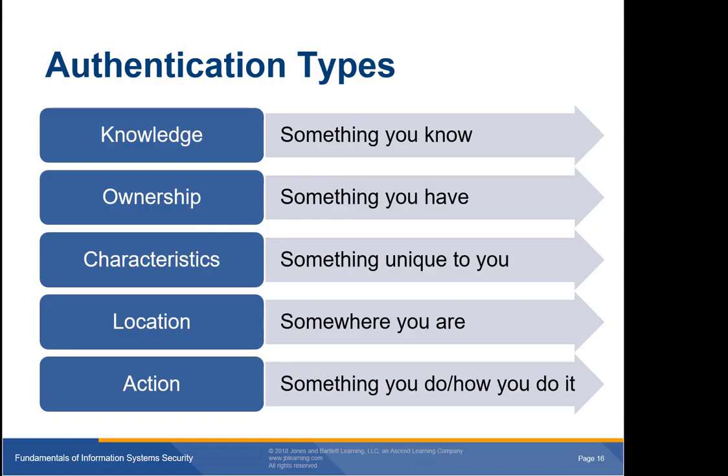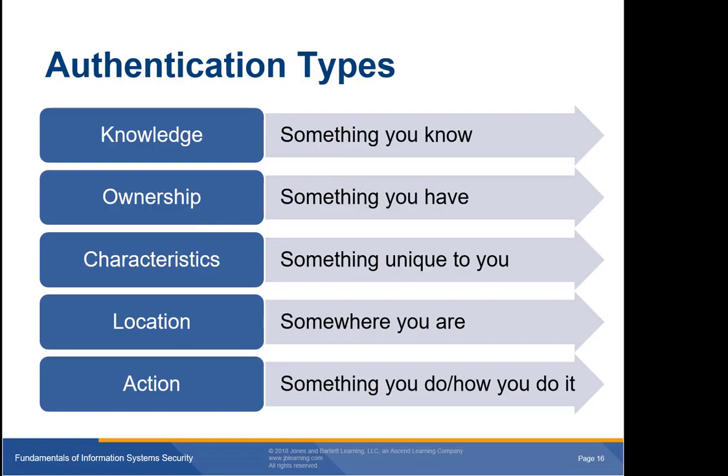Authentication answers the question, are users who they say they are? Authentication proves that the subject requesting access is the same subject who has been granted access. Without authentication, you could never really know if users are who they claim to be. Let's take a look at the authentication types. There are 5 types of authentication.